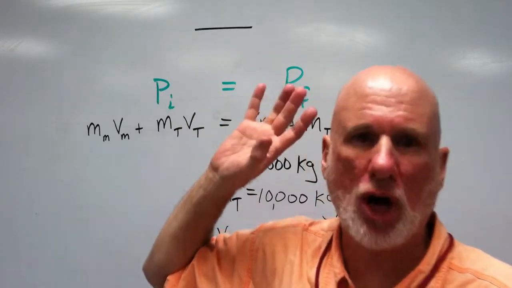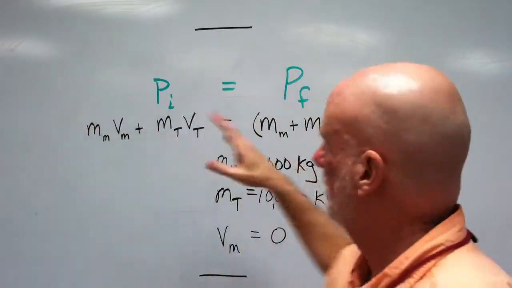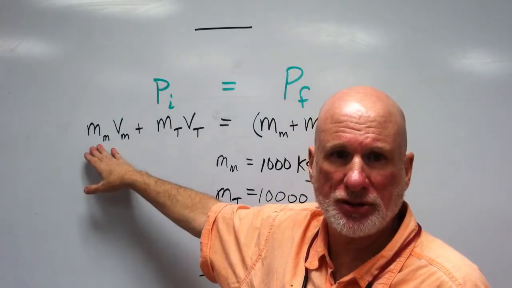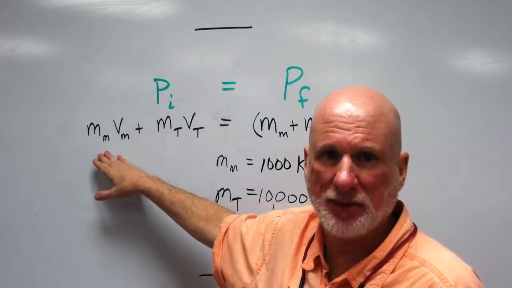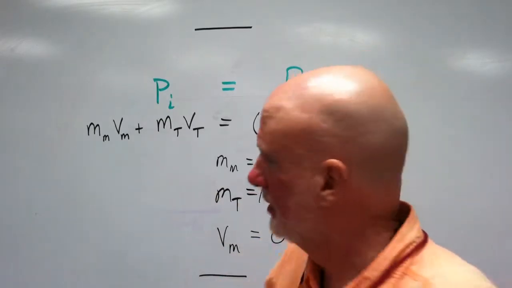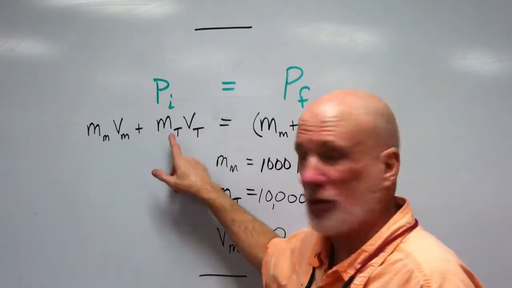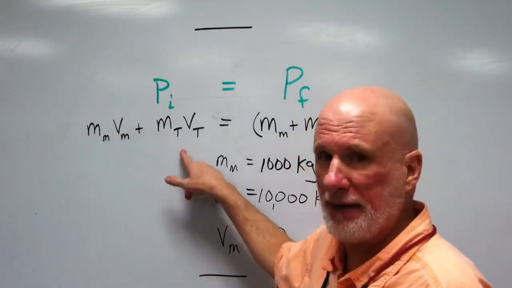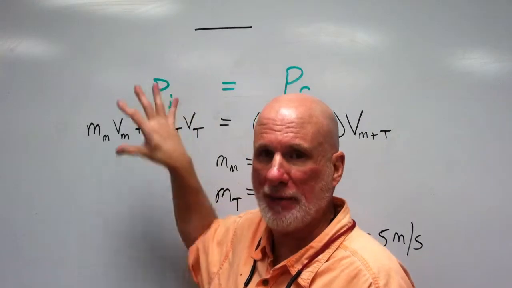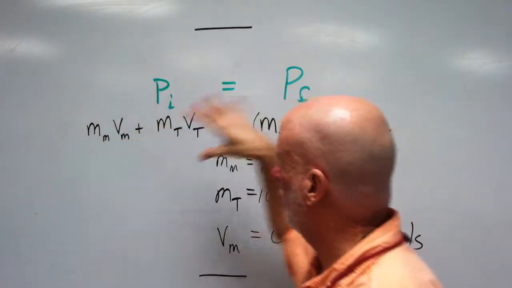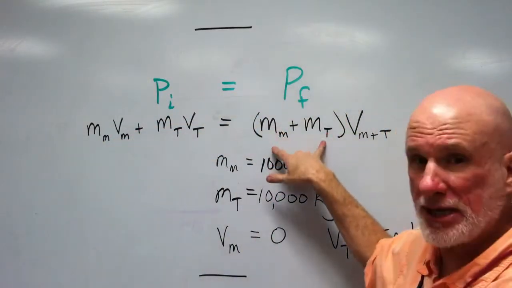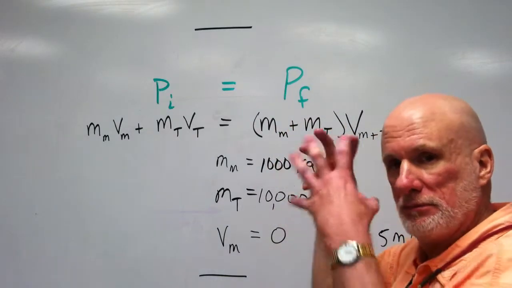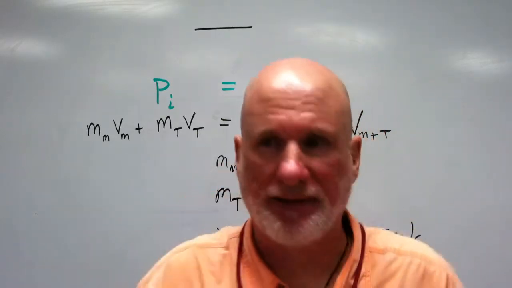P_i, initial momentum, equals final momentum. Mass of moose times velocity of moose, plus mass of train times velocity of train. MV plus MV, that total momentum is going to equal the final momentum. Moose and train. The moose and the train are together.